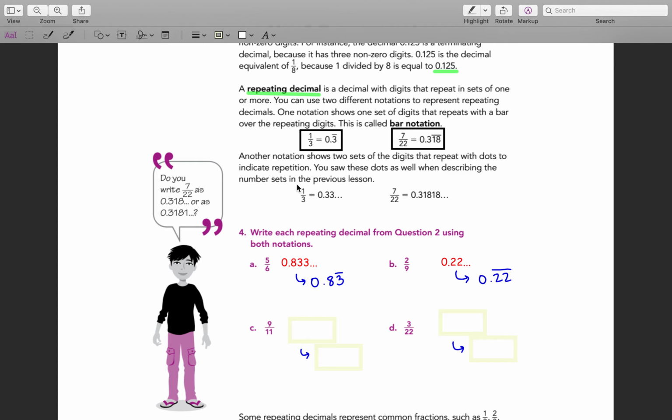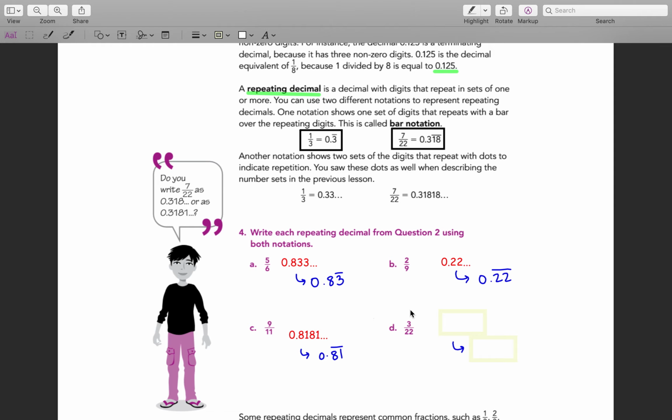And same thing for C. It's 9/11. As a decimal, it would be 0.8181. Notice how 8 and 1 are being repeated. So it's going to be 0.81 with the bar on top of both 8 and 1.